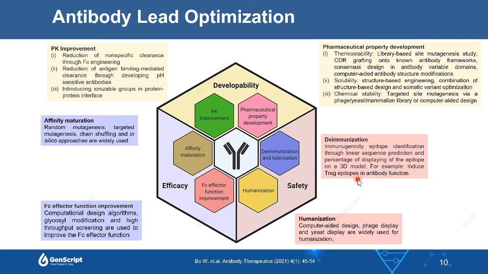While numerous factors such as aggregation, dose, route, and targets can contribute to the immunogenicity of therapeutic antibodies, one of the key contributors to this effect is the epitope sequence content within the antibodies. Deimmunization is the process of identifying and removing these epitopes through combinations of information from linear sequence predictions and percentage of the displaying of epitopes from 3D models is a better way to identify immunogenicity epitopes.